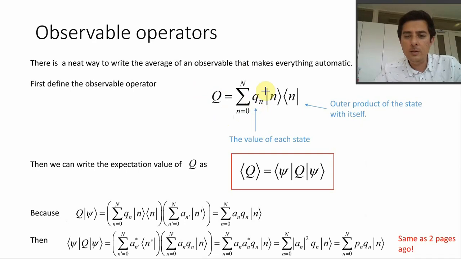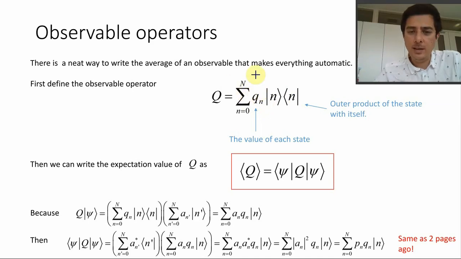What we do is we have this outer product of these states with the definite values. So for example, the position or the energy or whatever it is. So these are the states with the definite values. We take the outer product of that with itself, and then we weight it by whatever value of the observable it is for that particular state. And this is basically our definition of the observable operator.